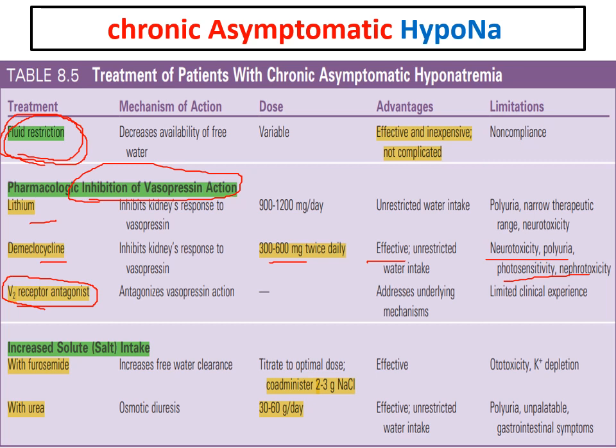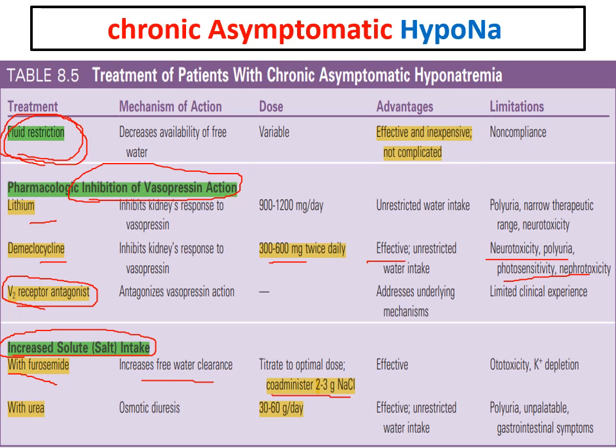The third option is to increase the water loss. How do we increase the water loss? By increasing salt intake. If we increase the salt intake and we give the patient furosemide with increasing salt intake, it will increase the free water loss. So giving furosemide with increasing salt intake is effective, causing more water loss.